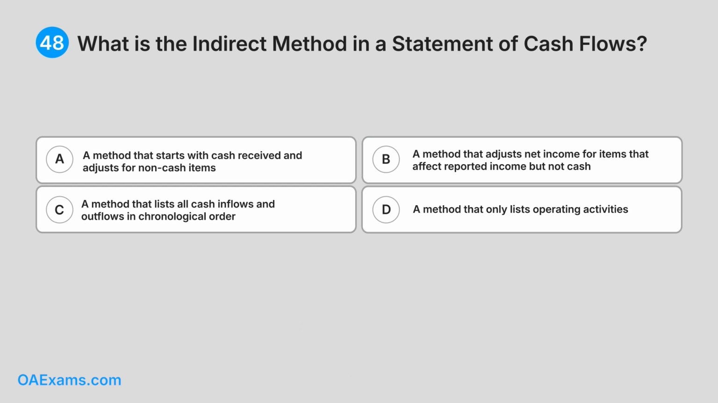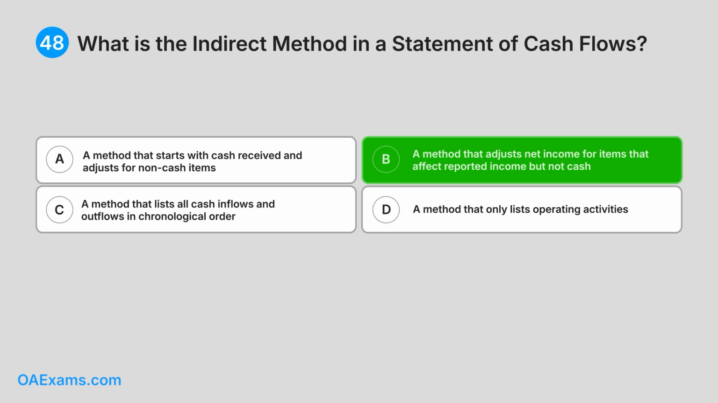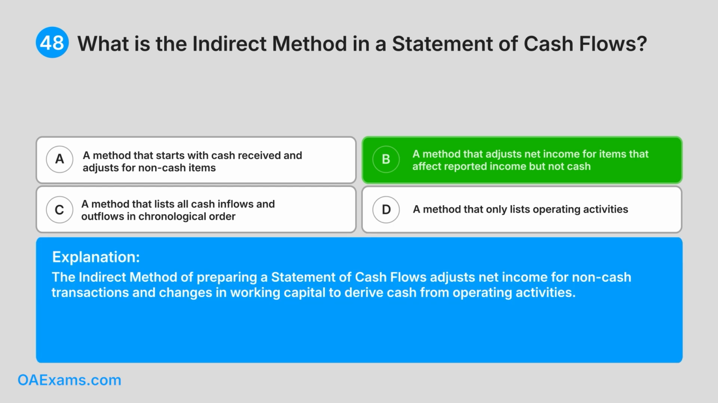Correct answer. B. A method that adjusts net income for items that affect reported income, but not cash. Explanation: The indirect method of preparing a statement of cash flows adjusts net income for non-cash transactions and changes in working capital to derive cash from operating activities.